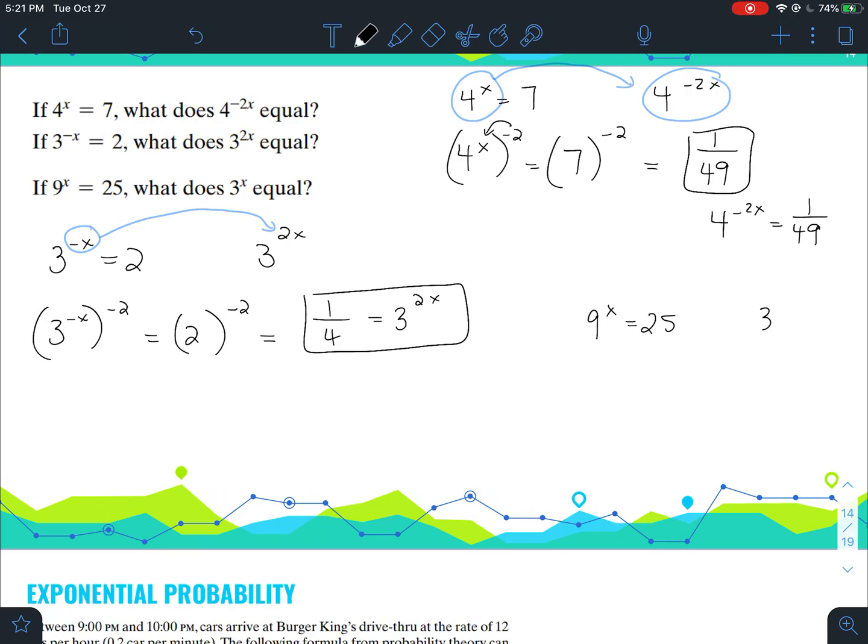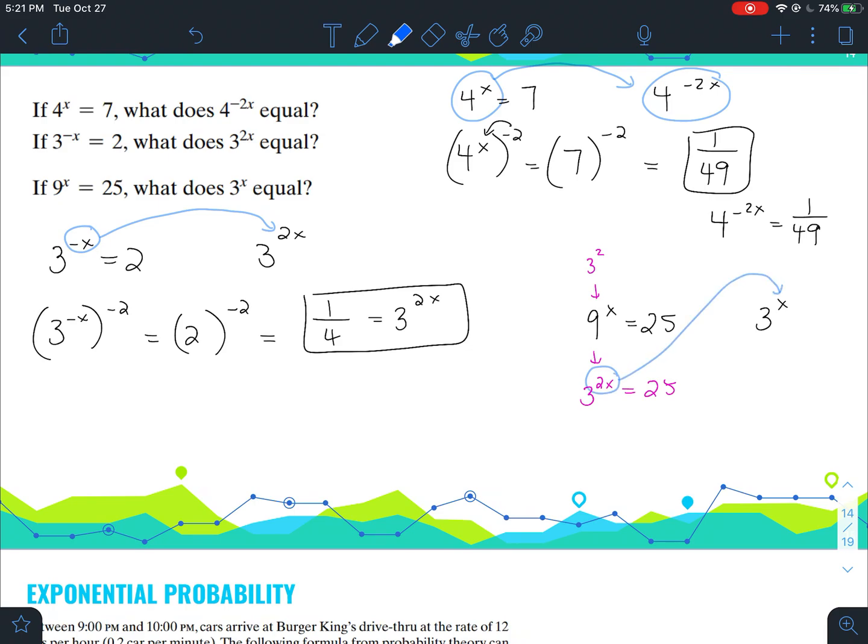9 to the x is equal to 25, and they want to know what 3 to the x would equal. Well, I'm going to have to rewrite that 9 to the x so it's base 3. So this is going to be 3 to the 2x is equal to 25, right? Because 9 is 3 squared. So 3 to the 2x is equal to 25. So now they're the same base.